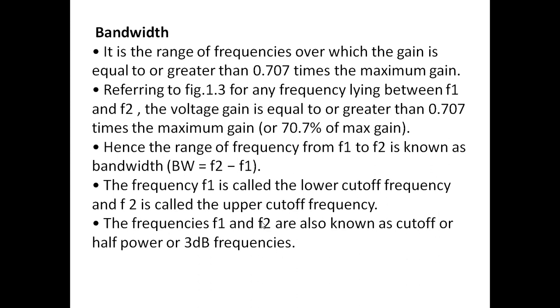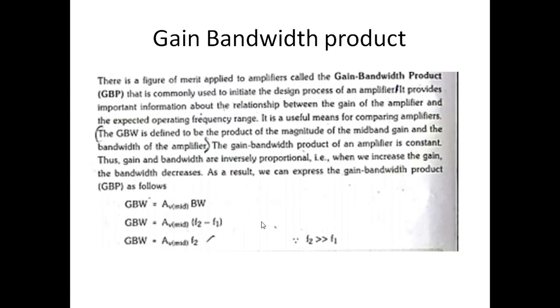The frequencies F1 and F2 are also known as cutoff, half power, or 3 dB frequencies. This is very important. The 3 dB frequencies are nothing but the cutoff frequencies F1 and F2, the lower cutoff frequency and upper cutoff frequency. Next term is gain bandwidth product.